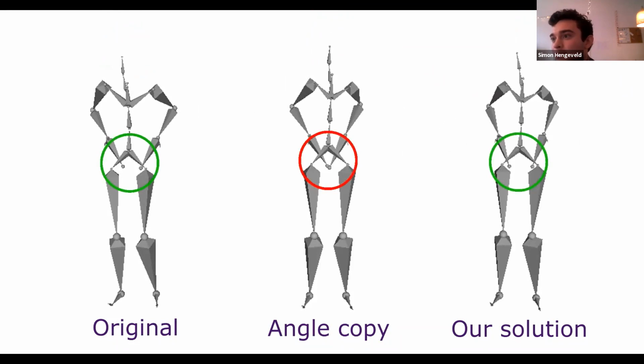Here again, we pause the video to see a similar thing. In the original, there's a little bit of space between the hands on his hips, and when we simply copy the angles, this space is gone. But when we look at our distance problem, we retain this space.